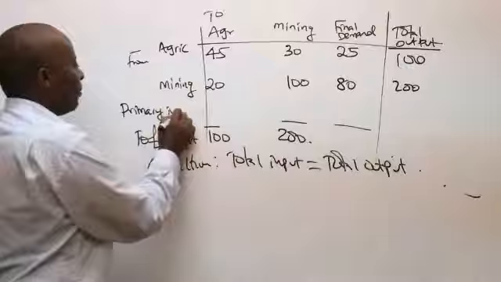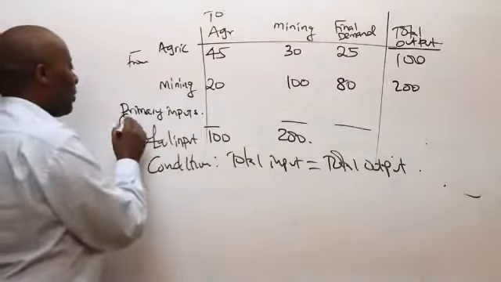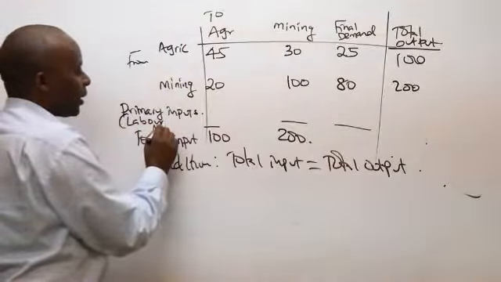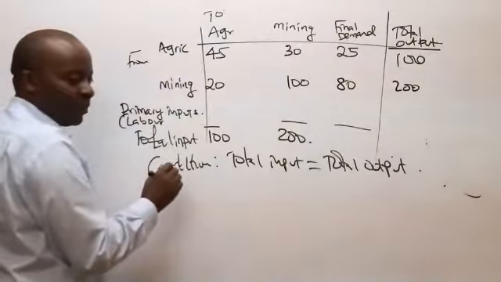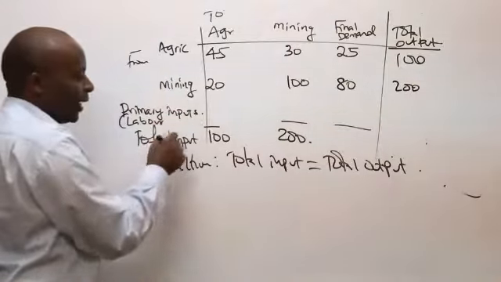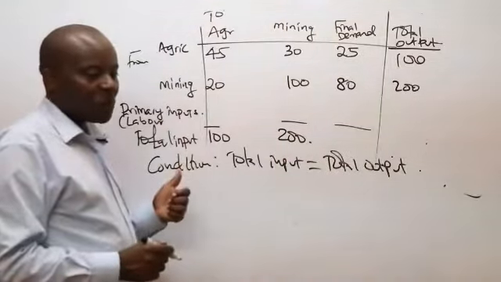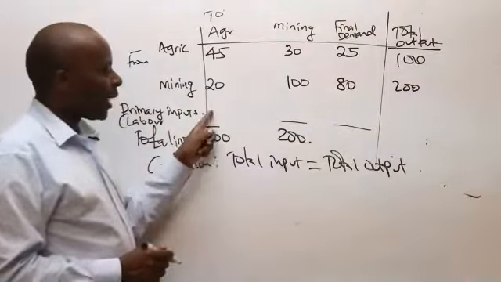The primary inputs will be constituted by things like labor, entrepreneurship, the factors of production, if you remember them. These can't be borne by any industry. They can't be given by any industry. The primary, the essential inputs. So they should be balancing figures.